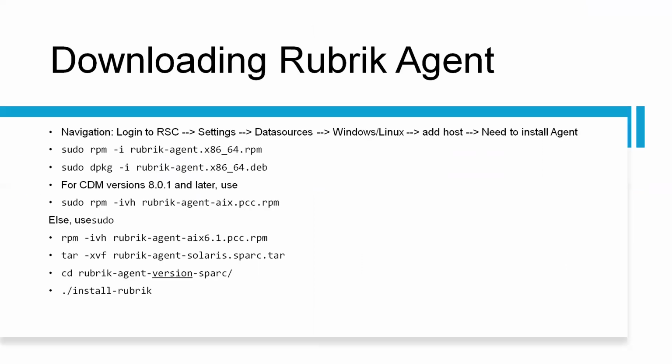To download the Rubrik agent, this is the navigation path: log into RSC, Settings, Data Sources, Windows or Linux. We can select there and click on Add. You can see there is an option to download the Rubrik agent. Then we can download the Rubrik agent.